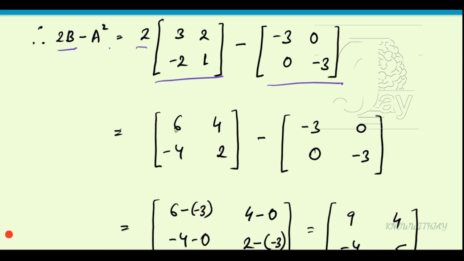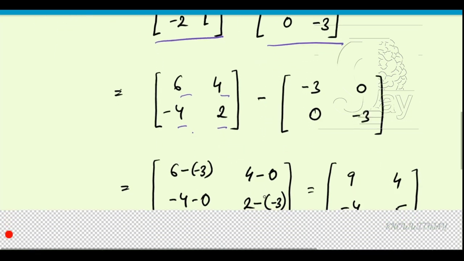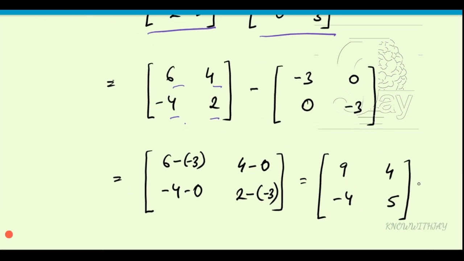So when we multiply the matrix B with 2, each of the elements, so 2 into 3 is 6, 2 into 2 is 4, so 6, 4, 2 into minus 2 is minus 4, and 2 into 1 is 2, and then we do the simple calculation. So the final result is 9, 4, minus 4 and 5.